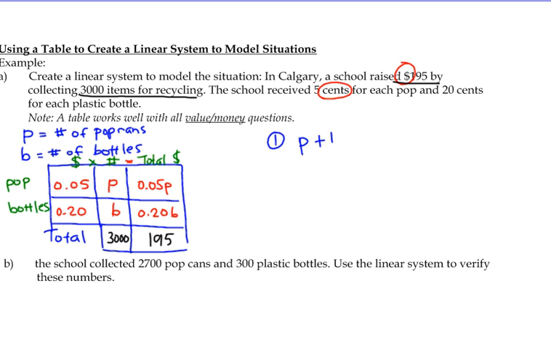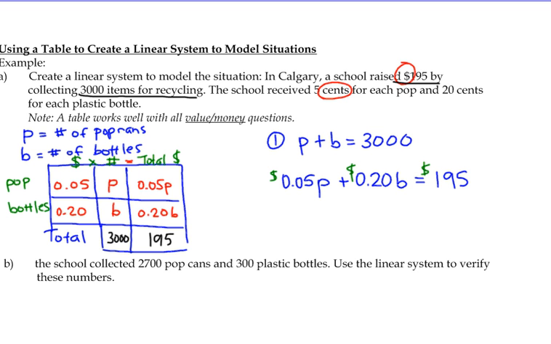Okay, now, a lot of you probably could have come to this equation on your own. You don't have to use a table. It's optional. So how many items? Well, the number of pop cans plus the number of bottles equals 3,000 items. And then the money always goes together. So 0.05 dollars times the number of pop cans plus $0.20 times the number of bottles equals $195. Notice how the money units will always all go together.